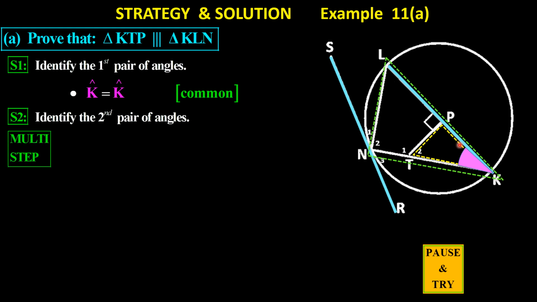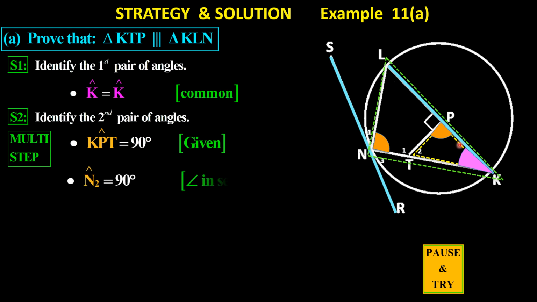P, we can't get them in one step, so TPK is 90, that is given, and we also have LNK, that's on N2, that's also 90, and the reason for that is angle in a semicircle. Now we can see those two angles are equal.